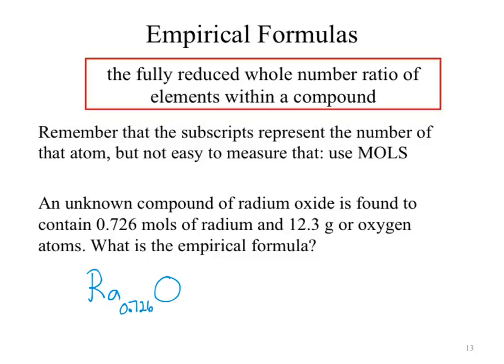What number am I given for oxygen? 12.3 grams. What unit shows up in my formula? The number, or moles. Is grams moles? No, I have to convert it. So 12.3 grams of oxygen. How do I convert that into moles?